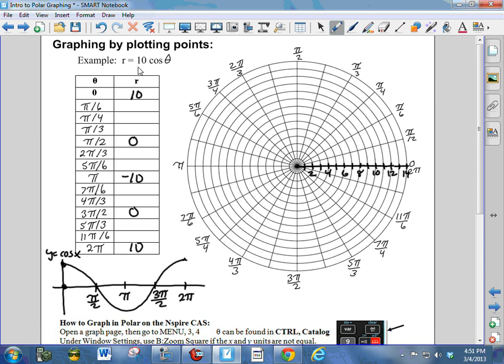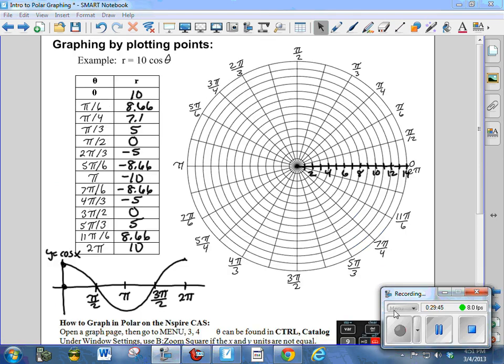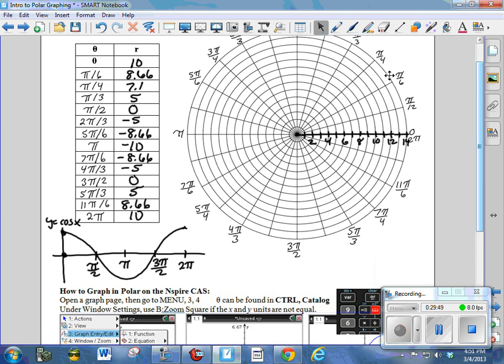Now, once again, I'm going to pause and fill in, but basically what I would want you to do is, we did this in class as a group, 10 cosine pi over 6, 10 cosine pi over 4, 10 cosine pi over 3, and fill in those points. So let me pause, and I will get those on there for you. Okay, there we are. Those are the table of values.